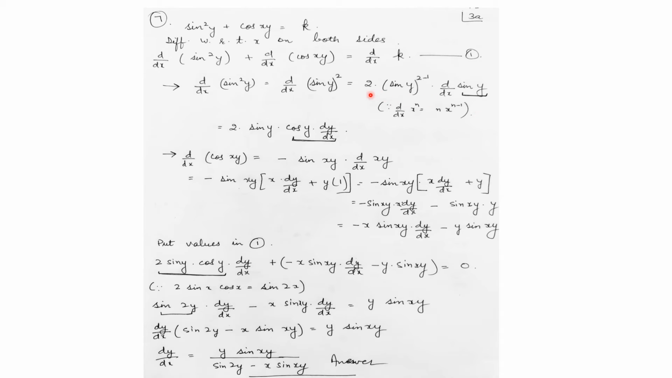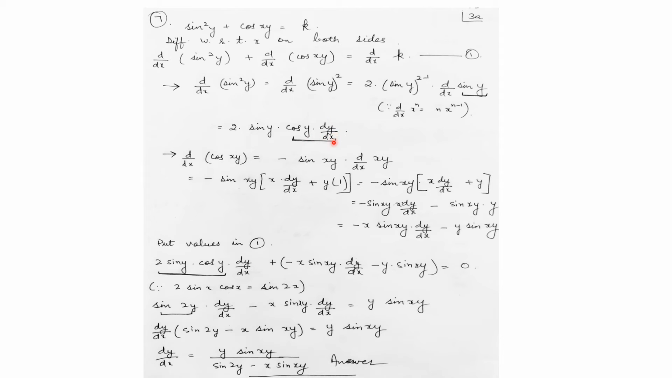Now this will come out to be 2 sin y, 2 minus 1 will be sin y. And what is the derivative of sin y? Answer is cos y into dy by dx. Now generally the mistake students make here is, for the sin y derivative they will write cos y but forget to write dy by dx. Whenever you calculate the derivative of a y term, you have to insert dy by dx. So now this term sine square y derivative, I have calculated as 2 into sine y into cos y into dy by dx.